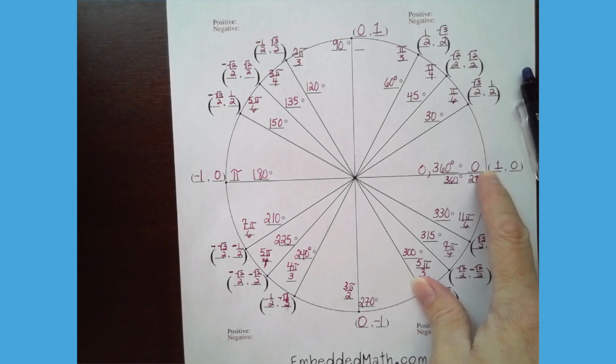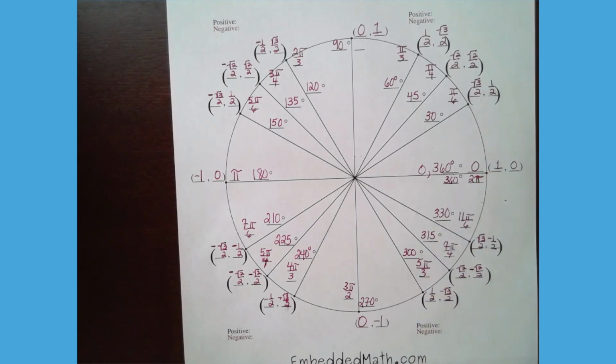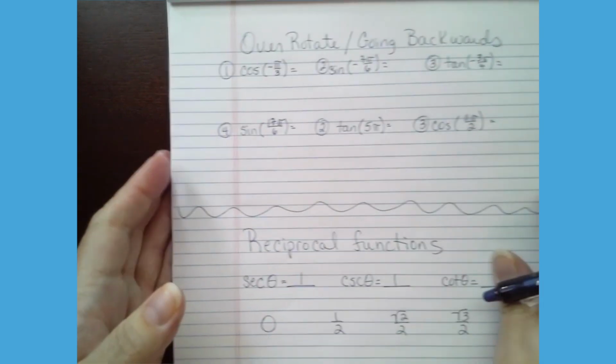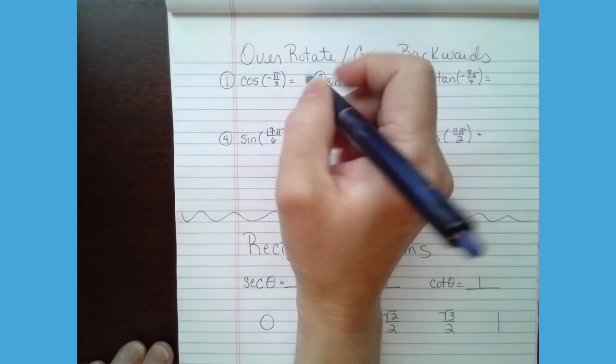Okay? And look, I landed on a pi thirds guy. It has a 3 for a denominator. That's crazy. So if it's cosine, I'm looking for the x value, so it's 1/2. So that's my answer. Wow, that's pretty cool.